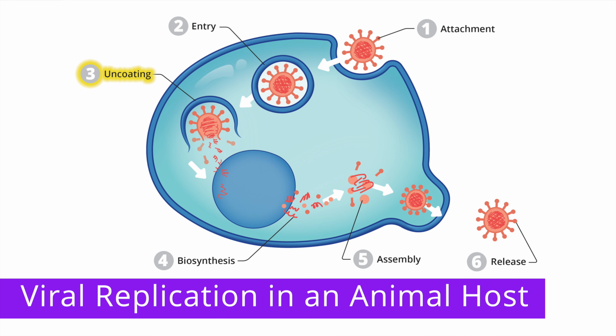The next step is uncoating of the virus. This is where the capsid proteins are removed from the virus and the viral contents are released. This includes genetic material and viral enzymes. Next, during biosynthesis, the virus takes over the host cell's machinery to make viral proteins and replicate its genome. This can occur in the nucleus of the host cell or in the cytoplasm. Then, during assembly, the viral components are assembled together to form new viral particles.